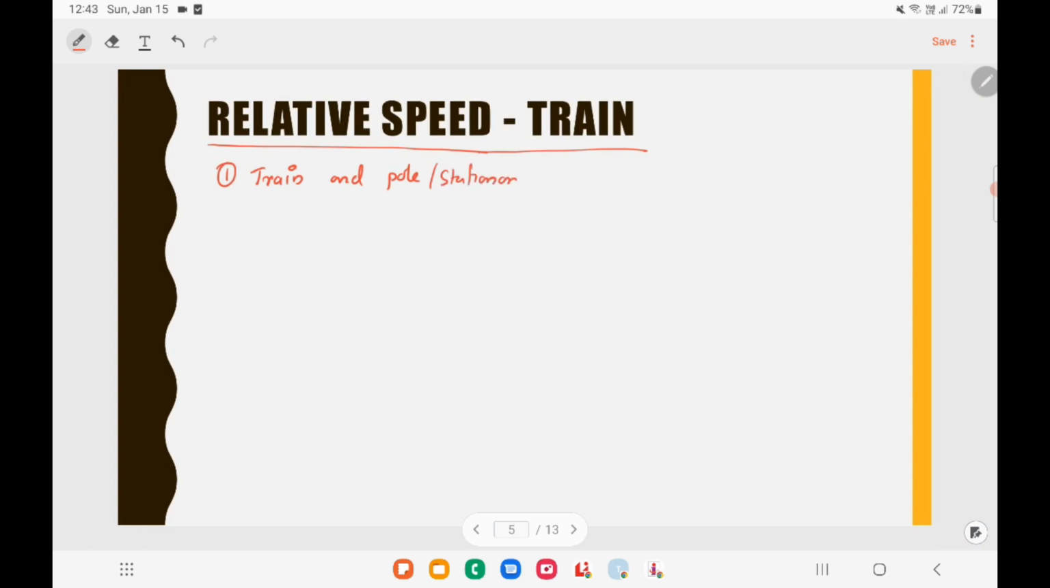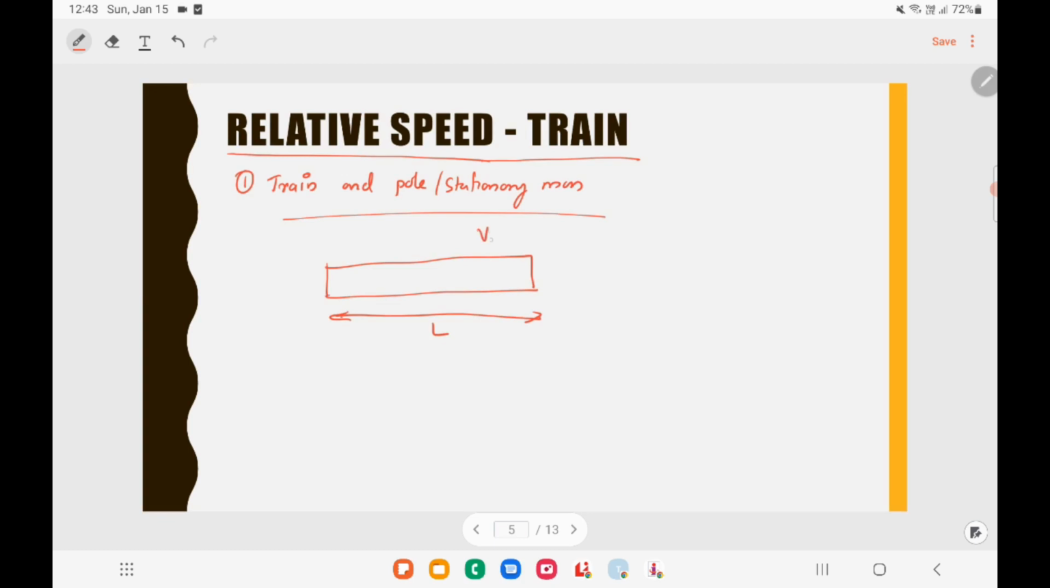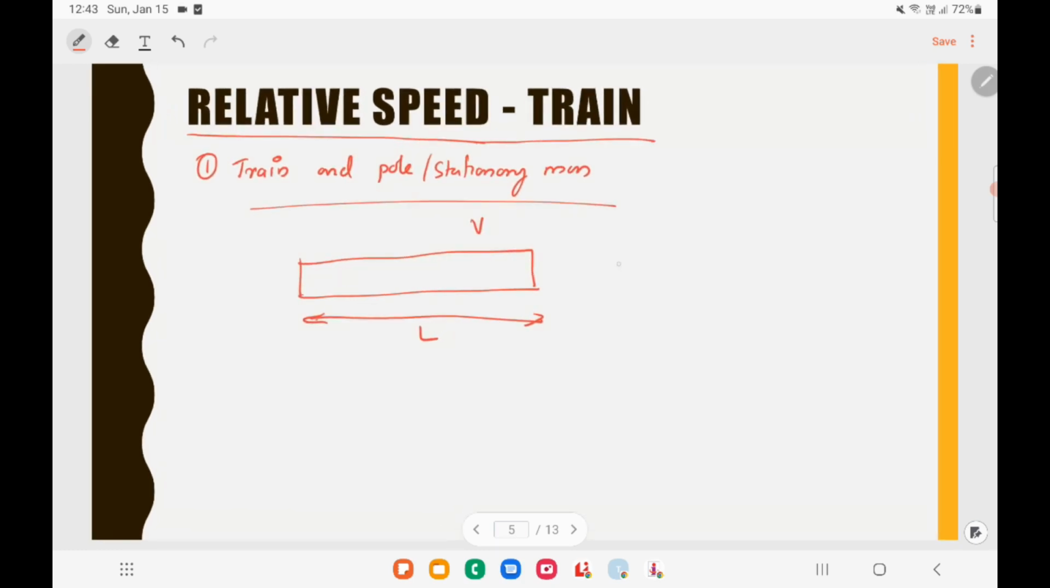For example, the question may be like: a train passes a pole, and how much time will it take to completely cross the pole or completely cross a stationary man. So in this type of question, what you need to do is this. Let us take this as the train, and this is the length of the train, which is L, and the train is traveling with a velocity v. Okay, and there is a pole here. So we need to find out how much time it will take to cross this pole.